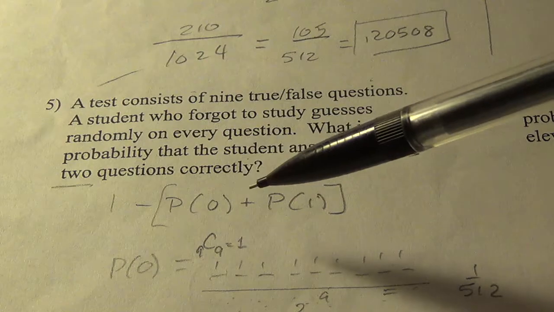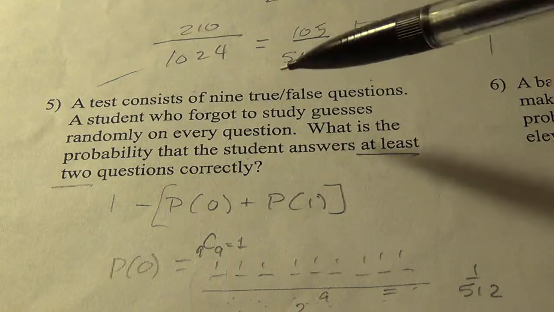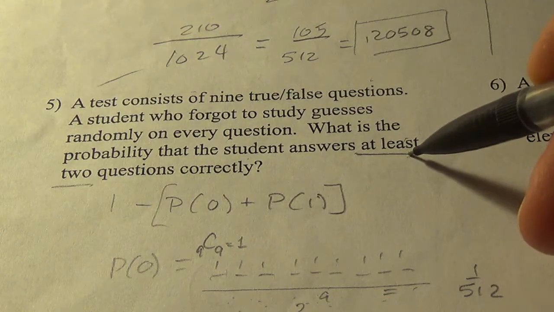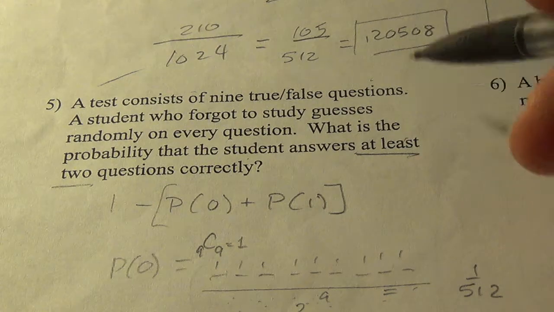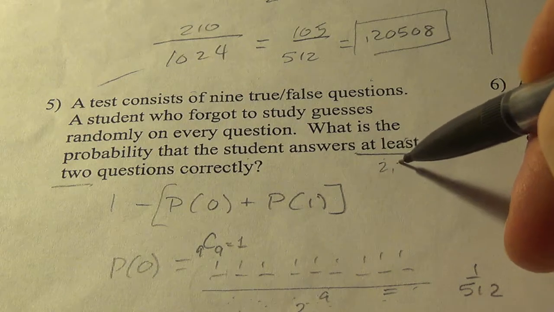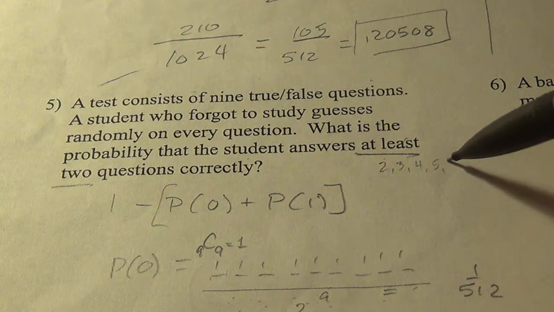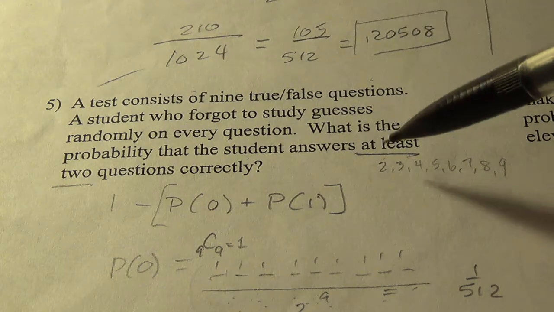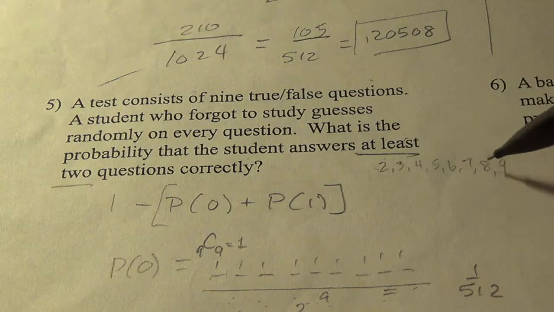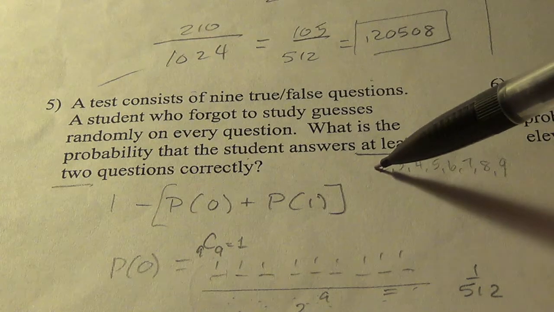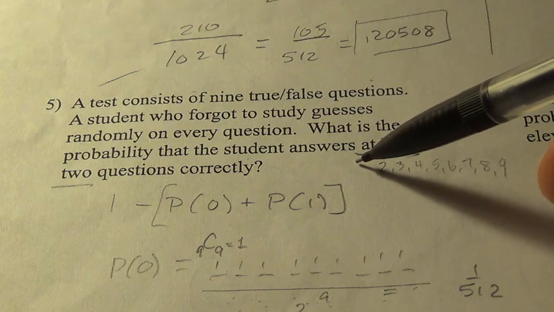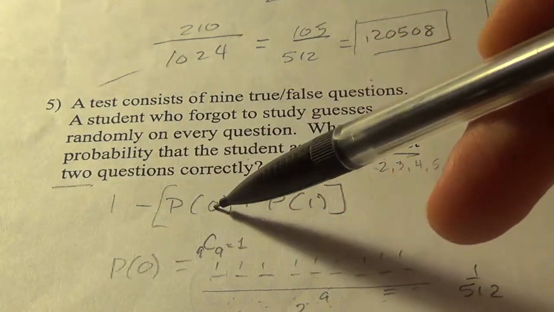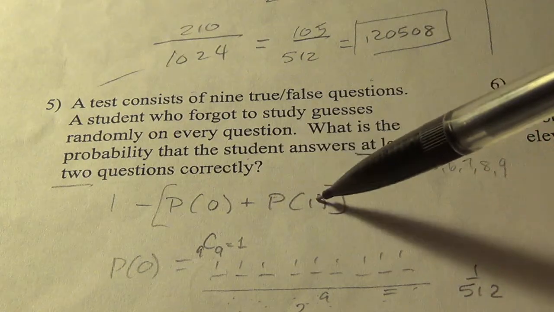First of all, the strategy: at least 2 questions correct means 2 correct, 3 correct, 4 correct, 5 correct, 6 correct, 7 correct, 8 correct, 9 correct. That's a pain to figure out each of those and add them together. It's easier to do the complement, which is 0 and 1, and we'll take it from 1. So 1 minus the probability of 0 plus the probability of 1.